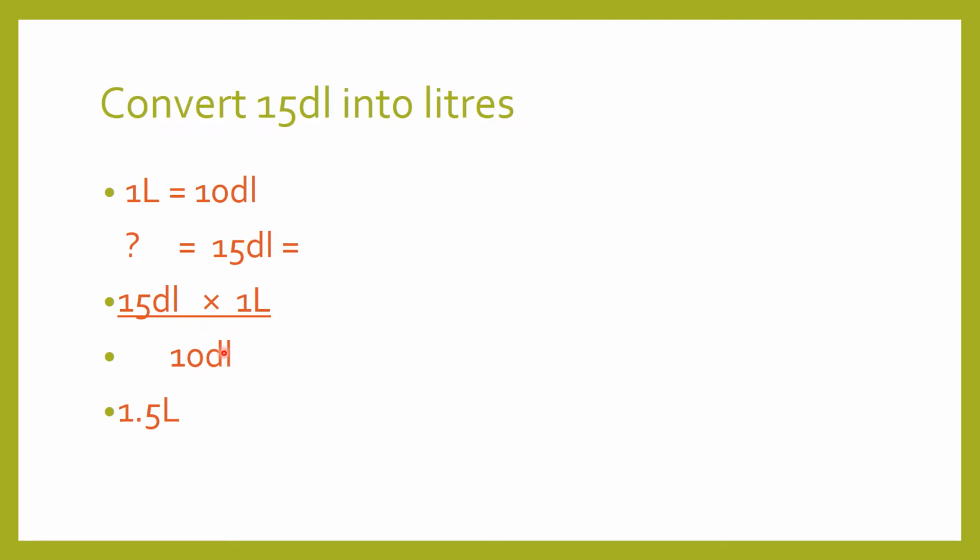So deciliters and deciliters will cancel one another. Then 15 over 10, or 15 divided by 10, it is just one decimal place, and you'll get that it is 1.5 liters. So what we have done here is that we have just divided it by 10.